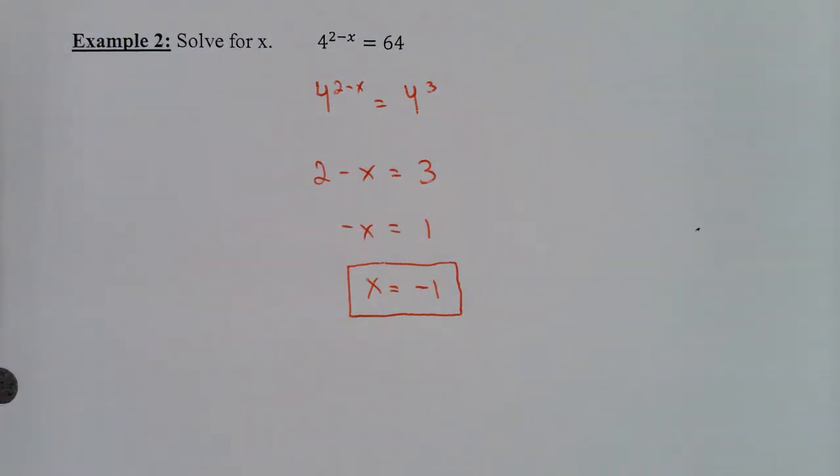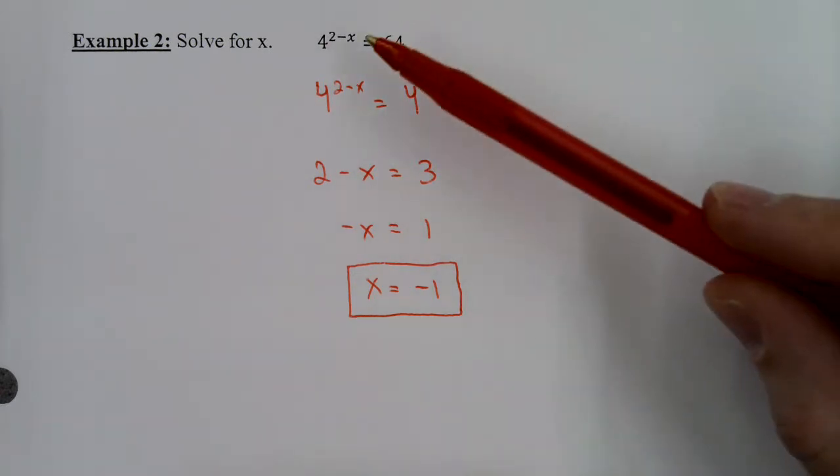If you want to go back and substitute in the original equation, you can. 4 to the 2 minus x power.